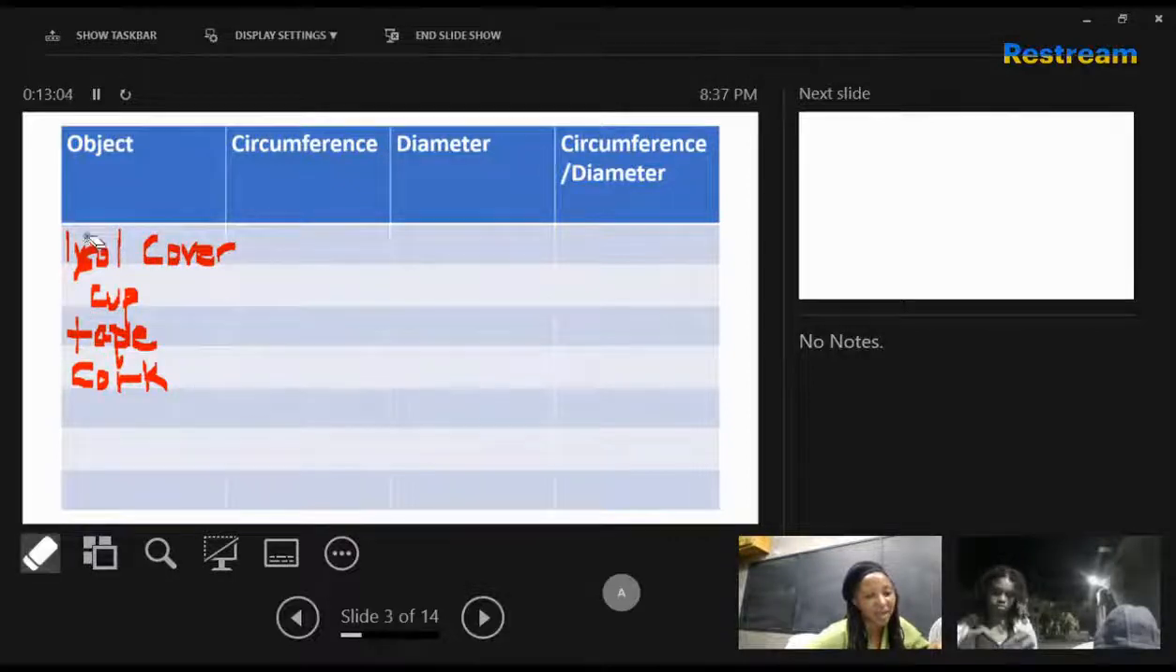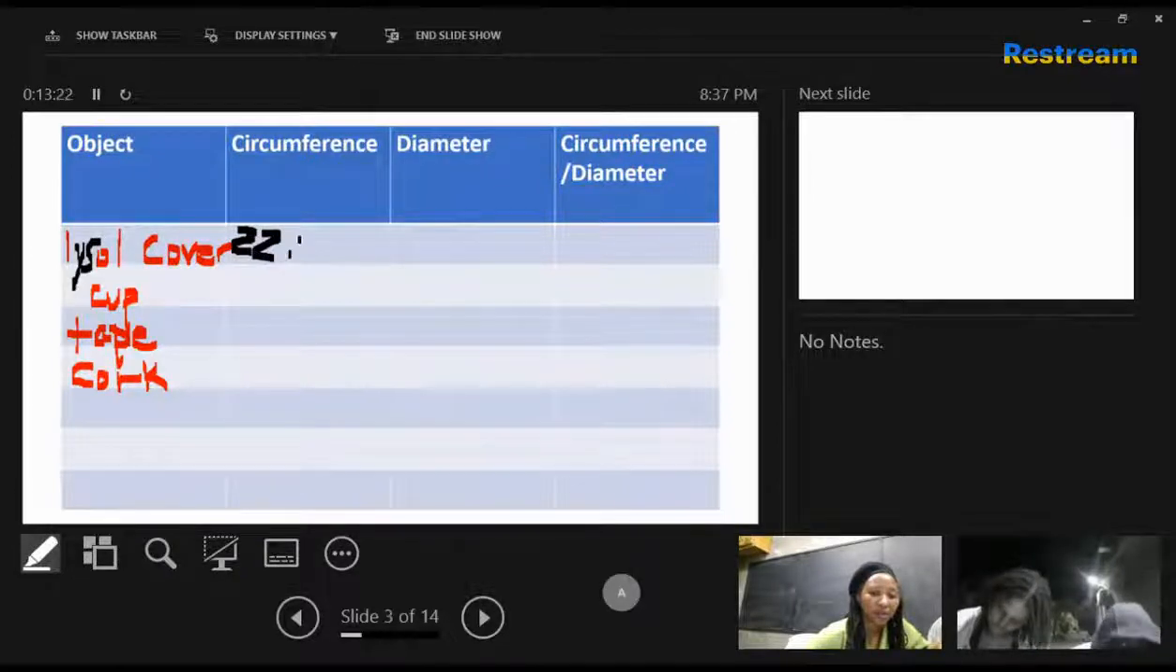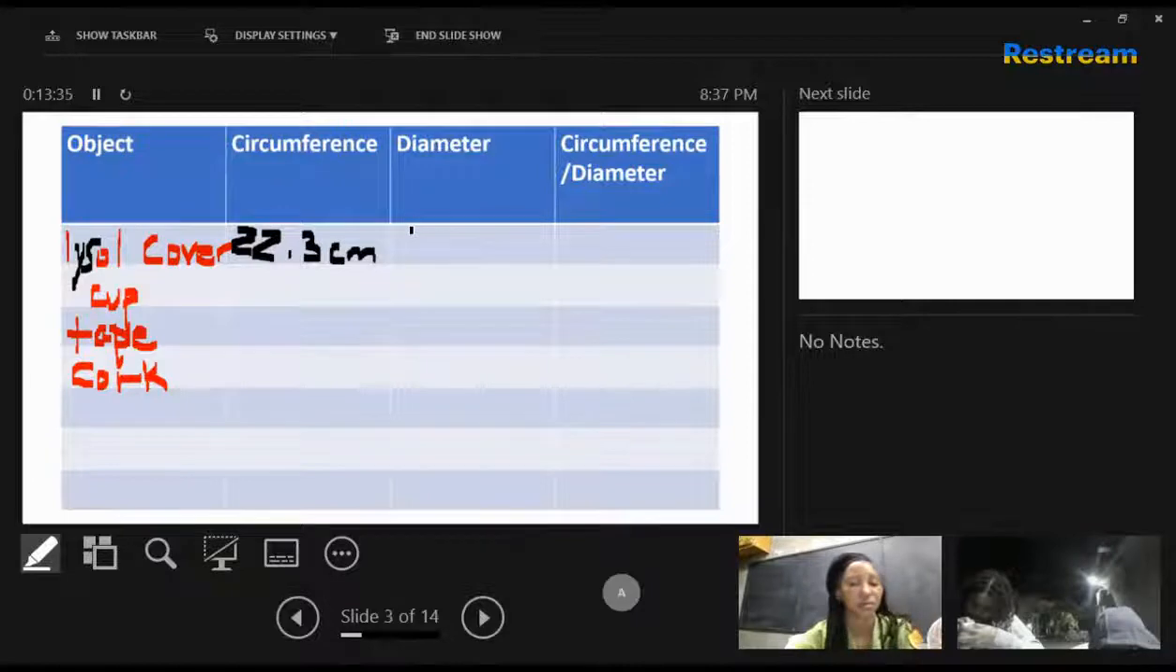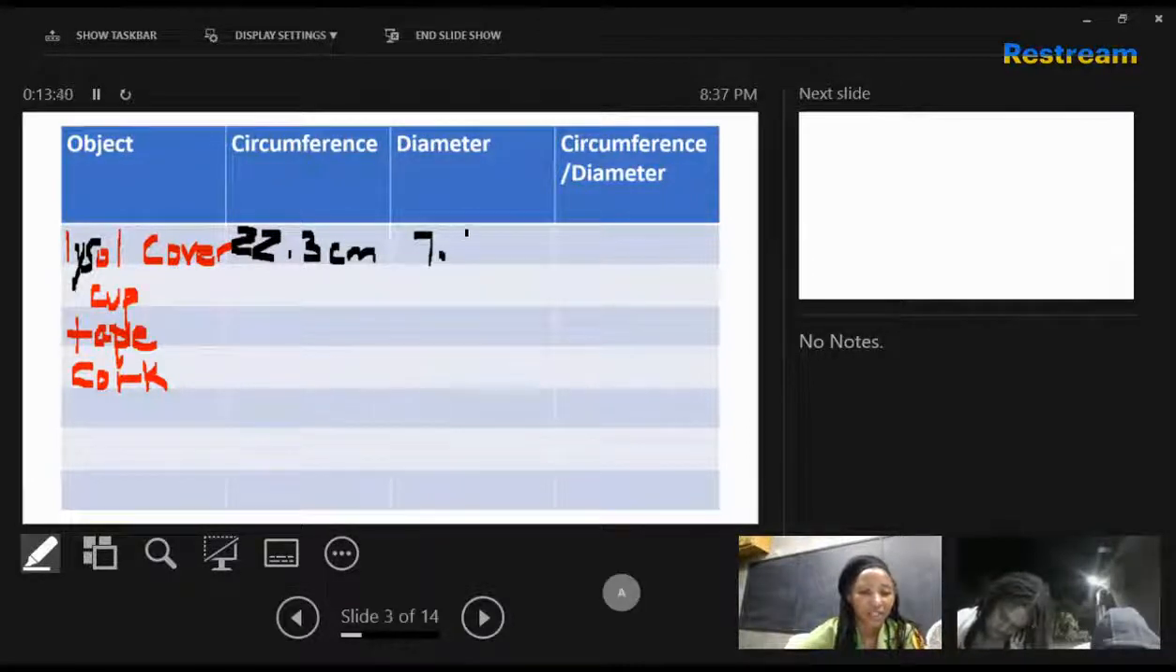All right, so for the Lysol cover, I got 22.3 centimeters, and the diameter is 7.9 centimeters. All right, so let John measure the other three now.